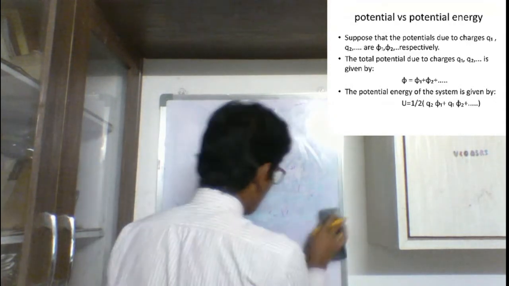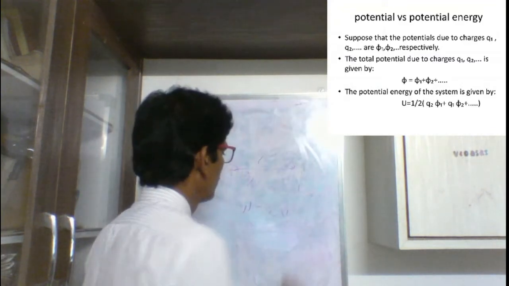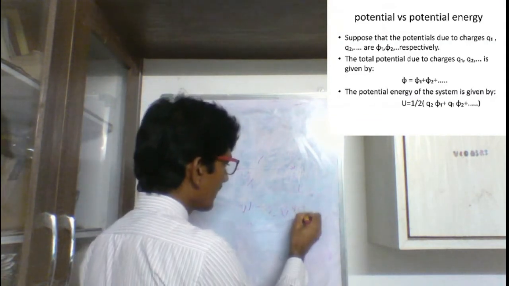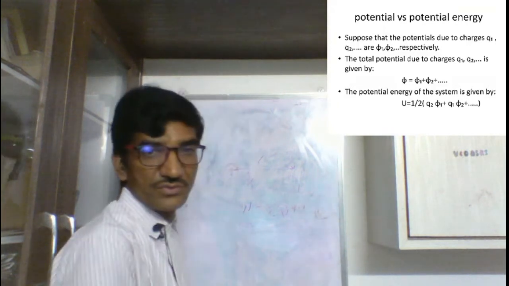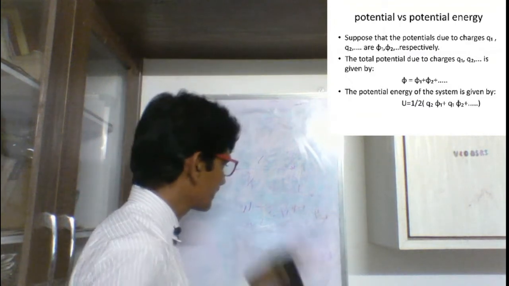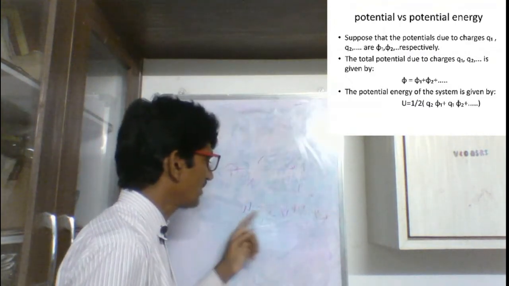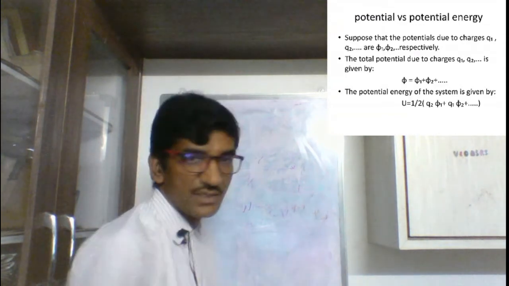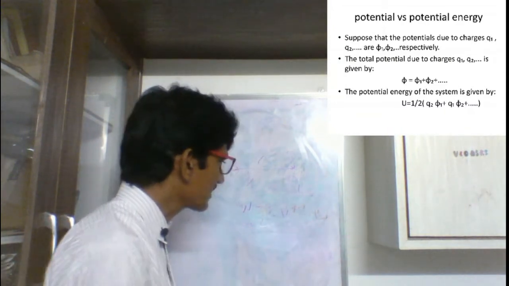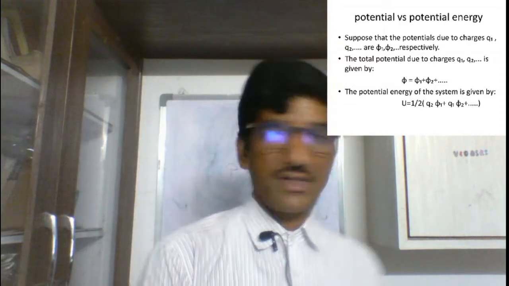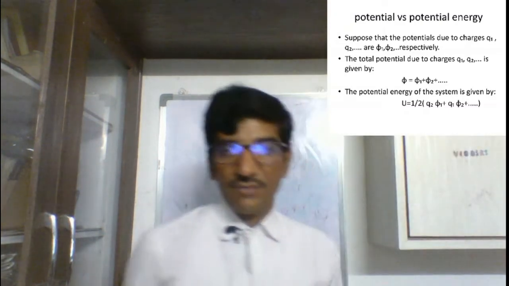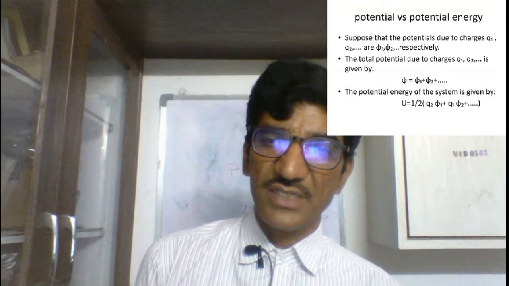See, W is equal to q2 phi 1 plus, if you interchange the particles, then what happens? q1 phi 2, but both are the same, that's why you have to put 1 by 2 here. So you may write the general expression as W is equal to half of q2 phi 1 plus q1 phi 2. You may extend this to any number of particles. This will be the general formula for the interaction energy of the system of charges.